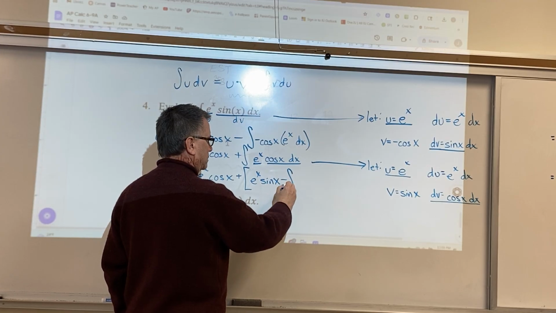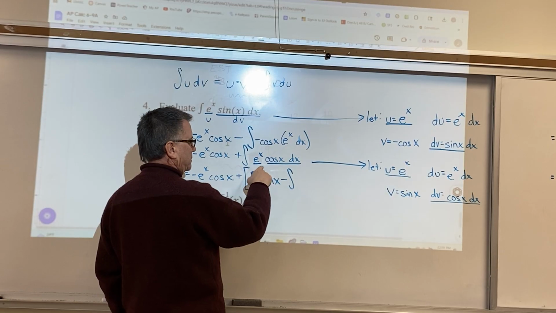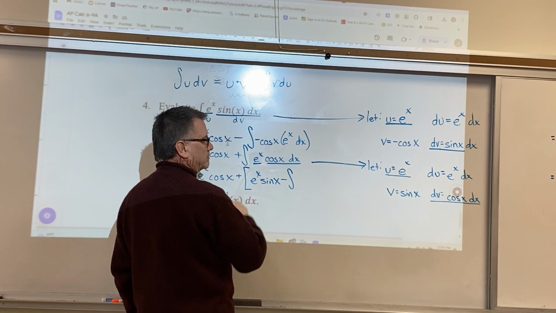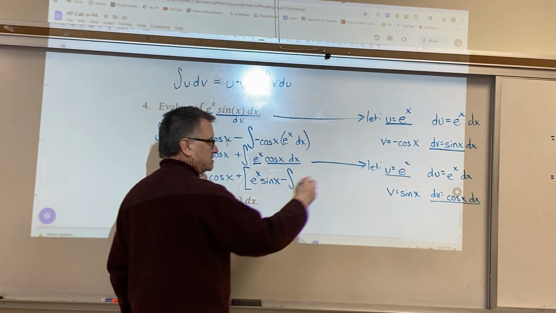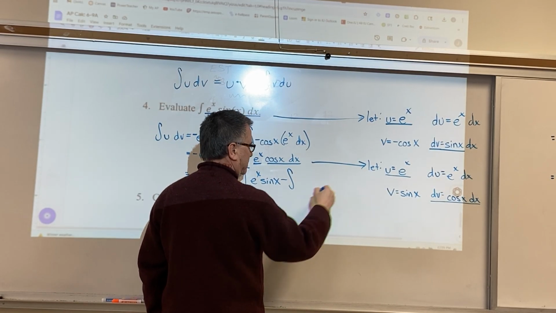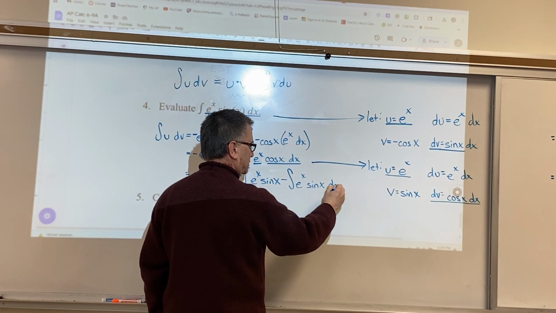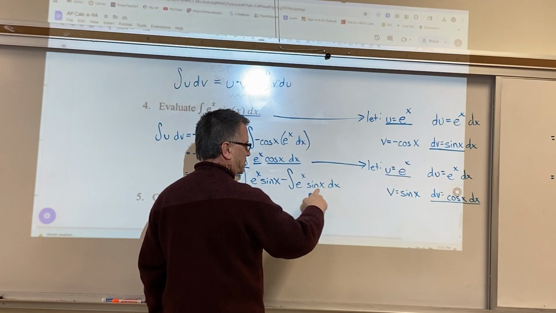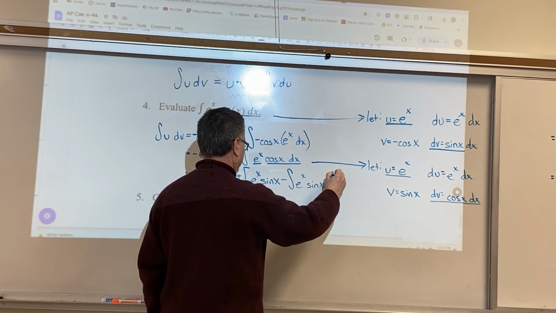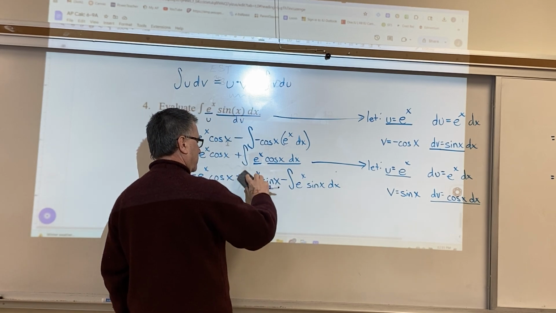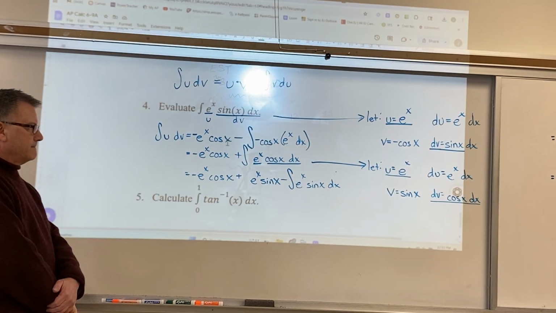Minus the integral of the opposite of that, which is gonna be what? Sine x, e to the x dx. I'll write e to the x, sine x dx, because I don't wanna make the e to the x look like it's part of the sine. You don't really need to put brackets around that much. We did do it right.